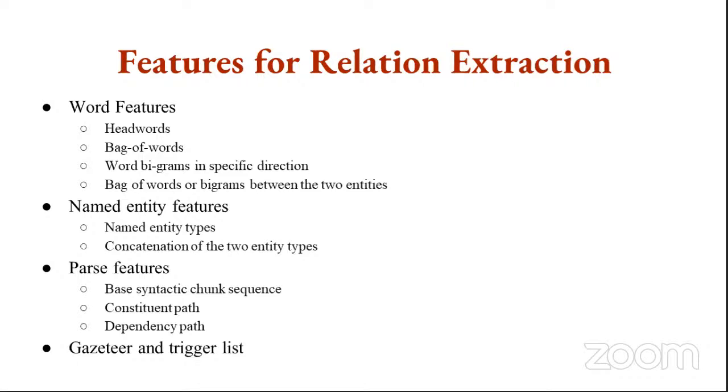For relation extraction, there are several different types of features that are useful. Like what features? Head word. Head words are the important words. Especially in the biomedical field, entities are often multi-word entities, so some words are more important than others. Those words are called the head words.